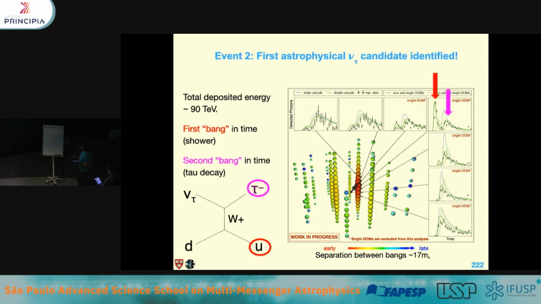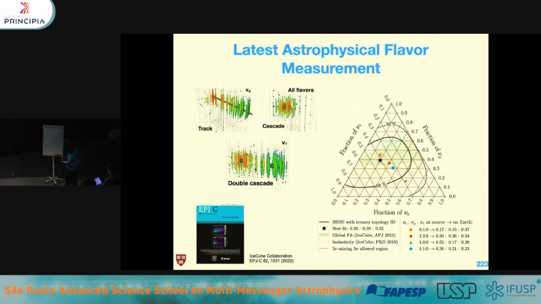So you will ask yourself, this is interesting. Have you seen more of this because of all of this machine learning going on these days? The answer is yes, but we're still working on it. So we'll know later this year. OK. So with that, you can measure the flavor composition of astrophysical neutrinos using this ternary morphology.